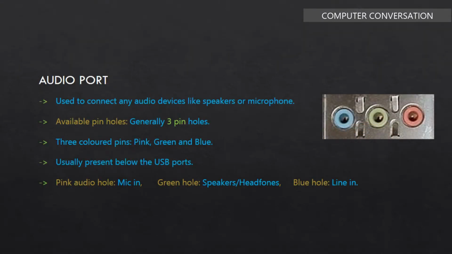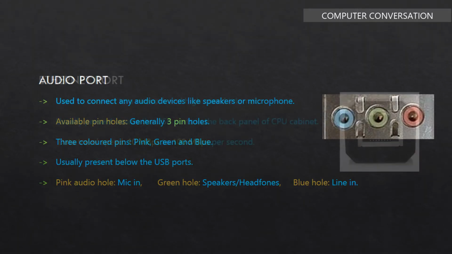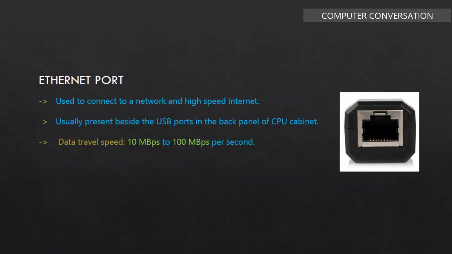The next port is the audio port. As the name suggests, this port is for audio purpose and is used to connect any audio devices like mic, speakers or headphones, etc. Generally, there are 3 separate pinholes colored in pink, green and blue provided as shown in the picture. They are present on the lower side of the back panel of the CPU cabinet under the USB ports. The pink port is for mic in, green port is for speaker or headphone and the blue one is for line in.